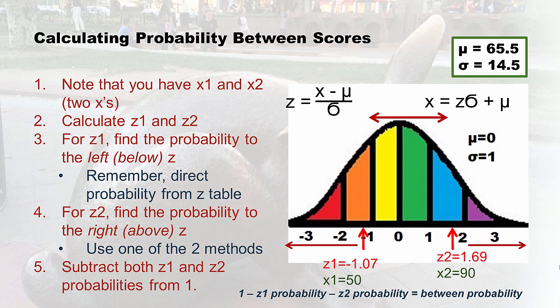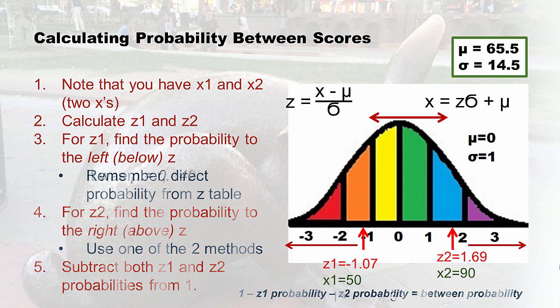And then finally, imagine the whole curve, you're subtracting the piece at the bottom, the z1 probability, and you're subtracting the piece at the top. So you're trimming away those two pieces to get the between probability. So that's the strategy. Basically you find the probability of each of the little pieces on the sides, and you subtract both of those from one, and that traps whatever's left in the middle.